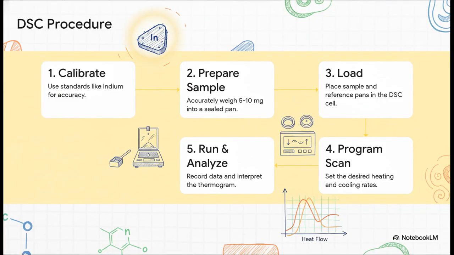So if you were in the lab, the procedure is pretty straightforward. First, you've got to calibrate the machine with a known standard, like indium, to make sure it's accurate. Then, you weigh your sample very, very carefully. You pop the sample and reference pans into the machine, tell it how fast to heat up or cool down, and hit go. The machine spits out a graph called the thermogram, and that's where you start digging for clues.